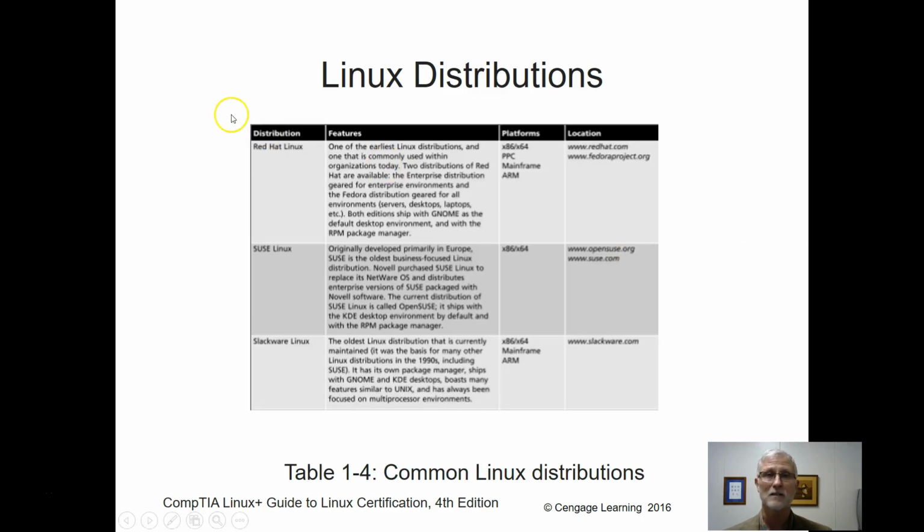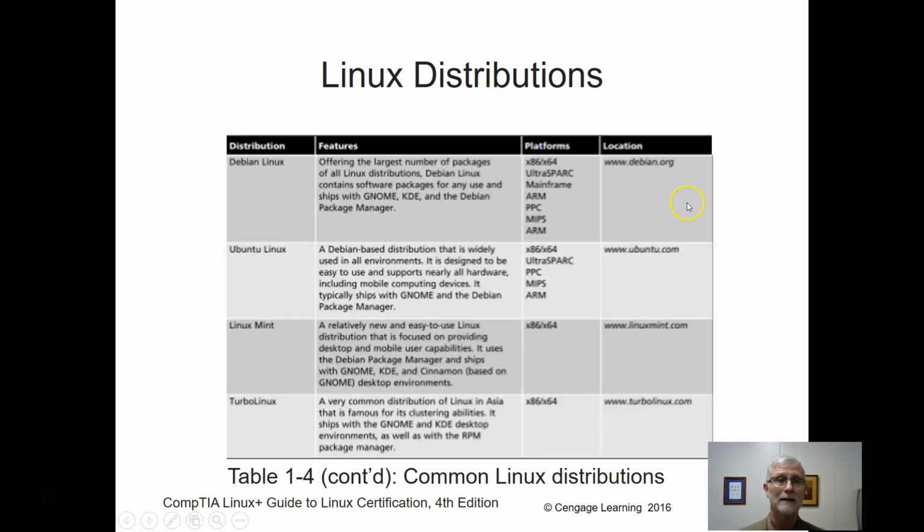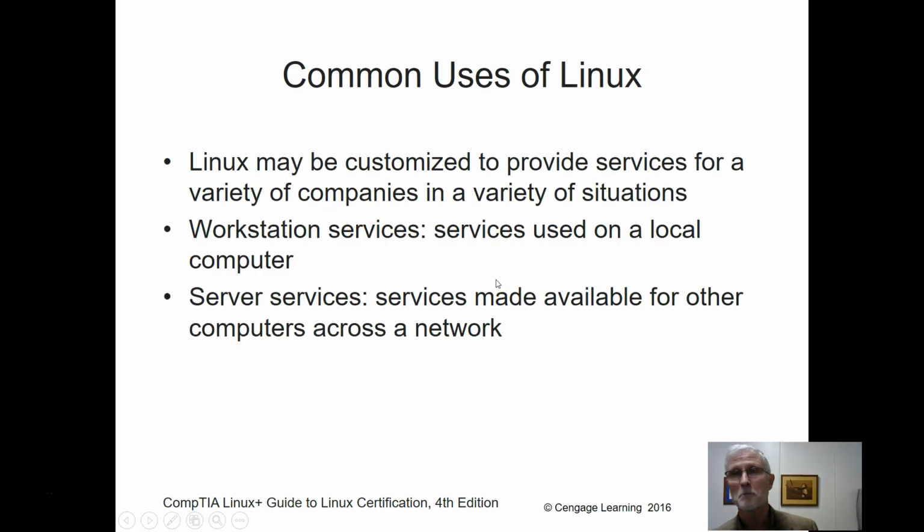Here are just different distributions: Red Hat Linux, SUSE Linux, Slackware Linux. They all have different features, designed for different platforms. Like I said, we're going to be looking at Fedora as one of the distributions, and Debian, and I think the other one we may do is Ubuntu. But each one gives you different flavors, different purposes, and different hardware platforms they were written for. So you have to pick and choose which one, based on what hardware platform and what service you're trying to offer.